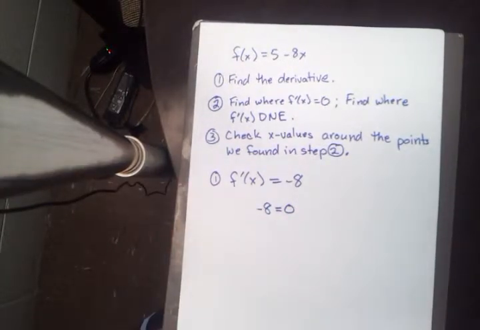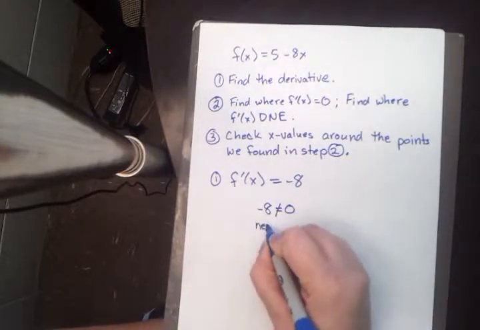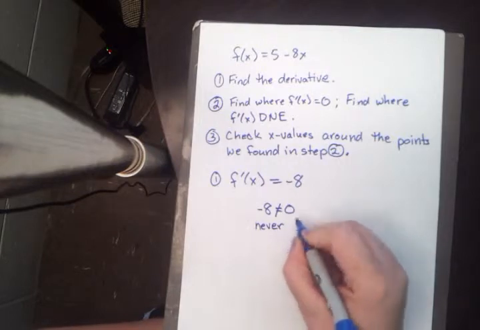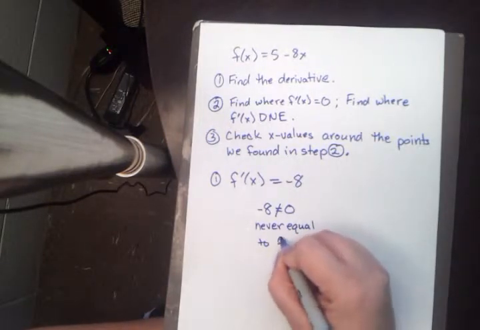Is that ever going to happen? Is there any way that negative 8 is ever going to equal 0? If I had an x in there somewhere, maybe, but it doesn't have an x, so it's never going to be equal to 0. Never equal to 0, okay?